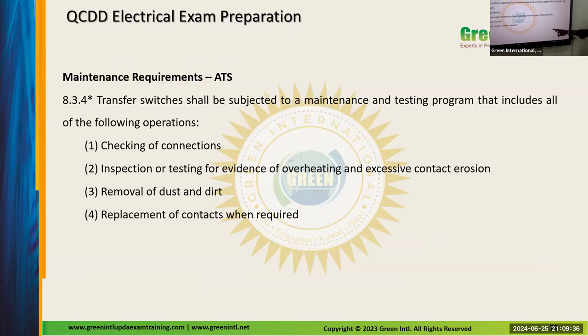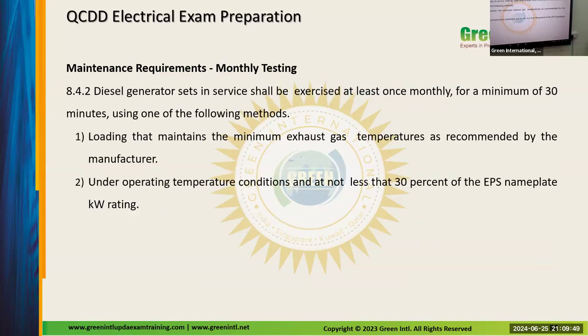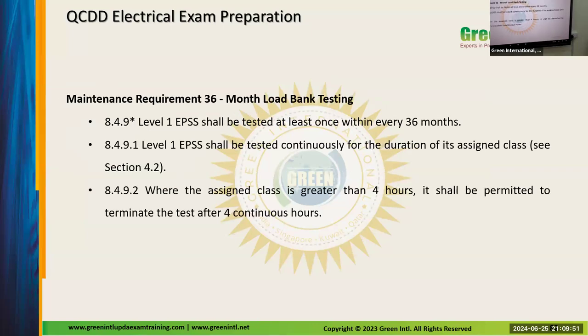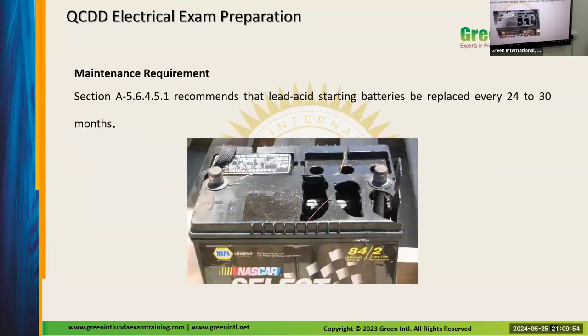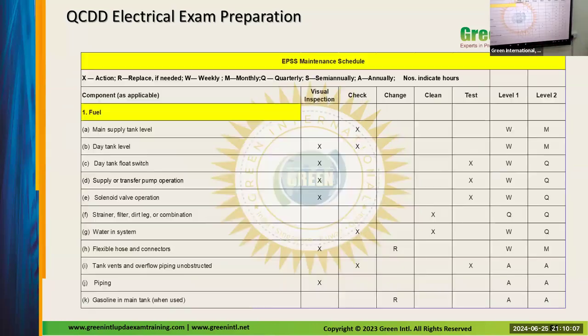So for ATS we have this information here. I keep the same words that you find in Annexure A. In the table you find all the things. That's why I show that table. Lead acid battery, we need to replace in 22 to 30 months. This table, that's why I will show those things.